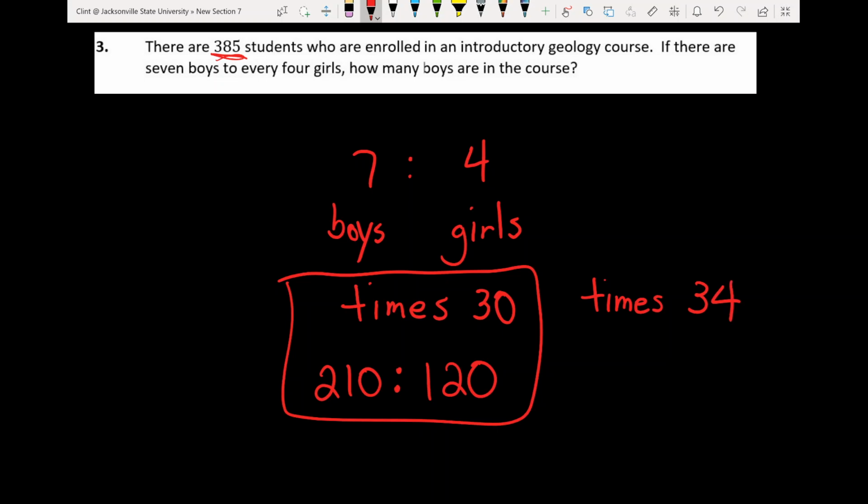Okay, so let's do 7 times 34. 238. And then 4 times 34. 136. We add those. We get 374. Okay, so we're getting closer there, getting closer. Let's try 36. That's what happens when the math teacher doesn't check the answer ahead of time.